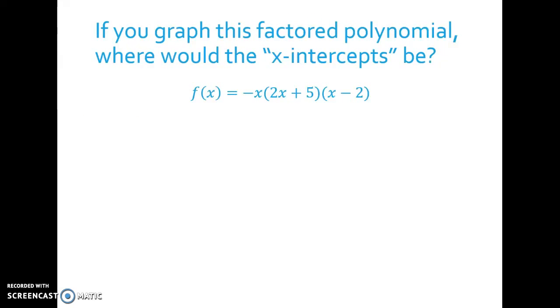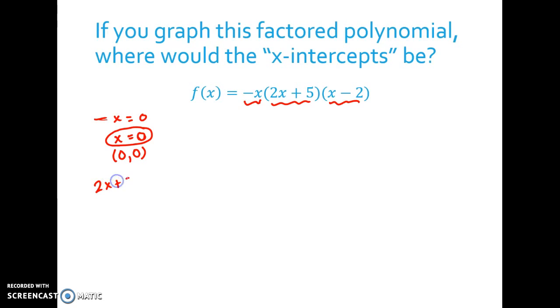Okay, this question asks, if you graph this factored polynomial, where would the x-intercepts on the graph be? The x-intercepts are when the polynomial is equal to 0, so it's going to be the same process. The x-intercepts are going to be if any one of these factors is equal to 0. So negative x equals 0, divide by negative 1, and you get x equals 0. So that's going to be one of the zeros, or one of the x-intercepts. As an ordered pair, which is how we generally like to write x-intercepts, we could write 0, 0.